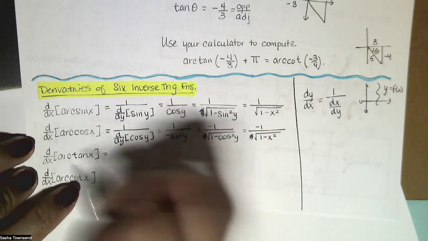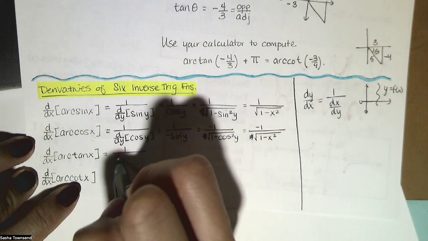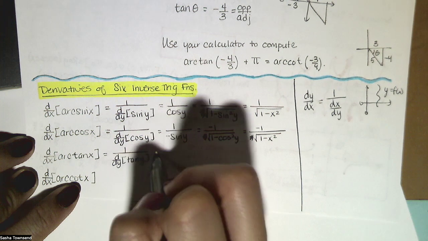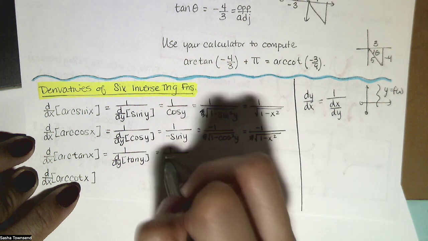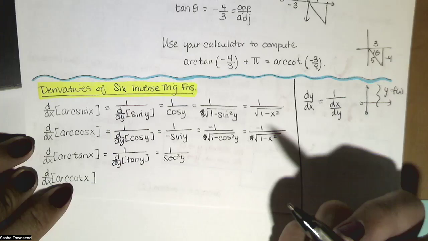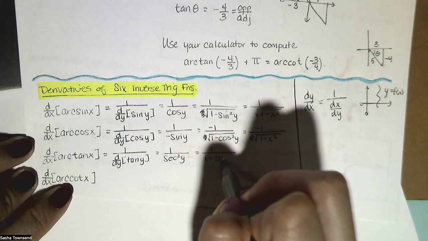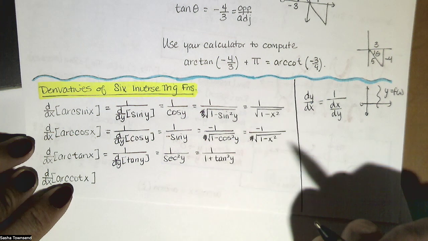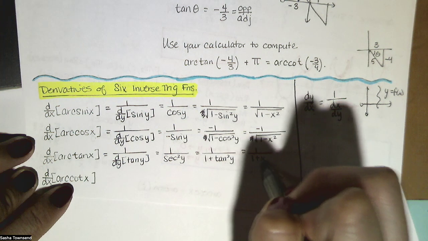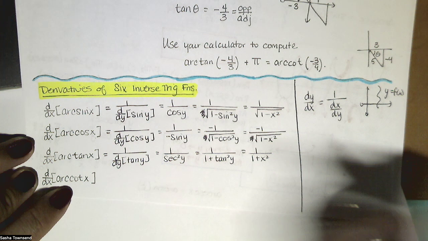Similarly, if I want the derivative of arc tangent of x with respect to x, that's 1 divided by the derivative with respect to y of tangent of y. The derivative of tangent of y is secant squared y. And say, okay, well, what is secant squared in terms of tangent squared? Well, secant squared is 1 plus tangent squared. And if tangent of y is x, this is 1 over 1 plus x squared. So that is the derivative of arc tangent.